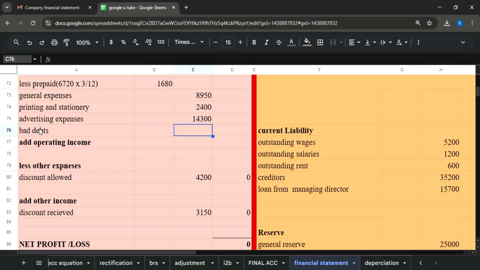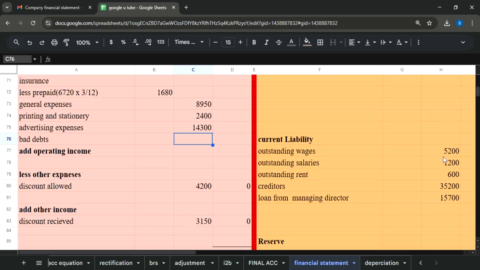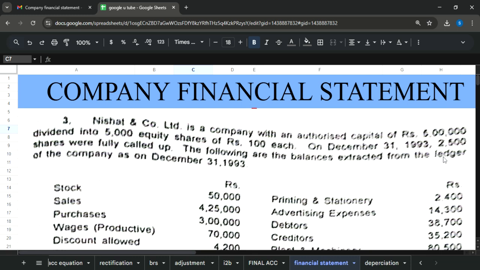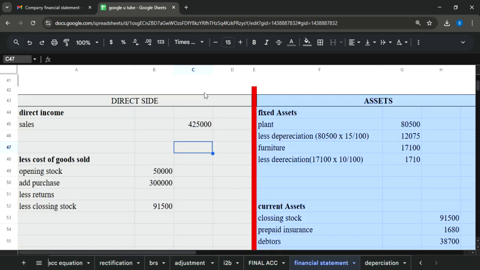Amount of bad debts was mentioned as 3200. So here you will write 3200. So guys, you have seen that this was the last amount in upper side. All adjustments were already recorded in statement, and we have also recorded each and every element present in question. It means we are now ready to start our calculations.